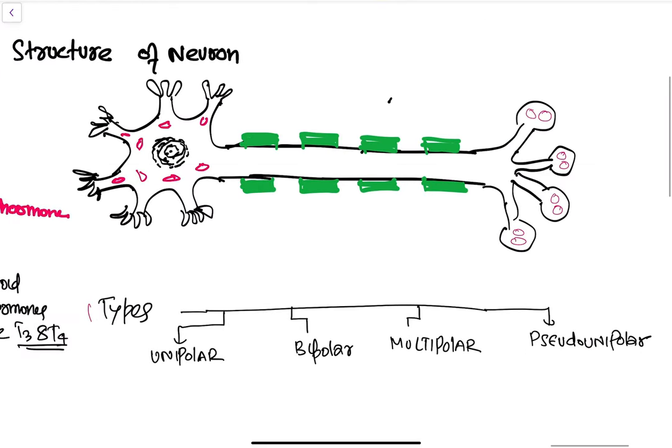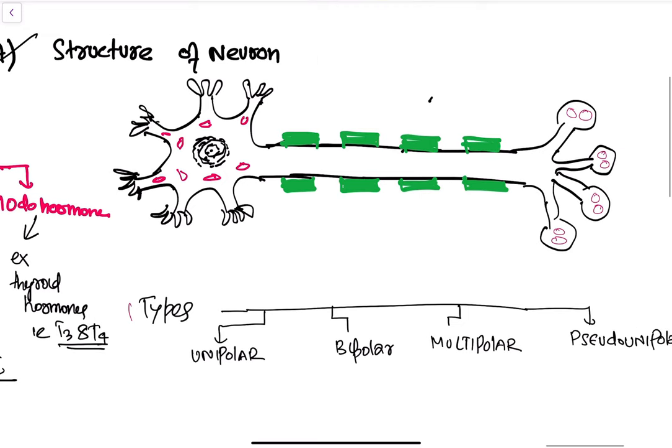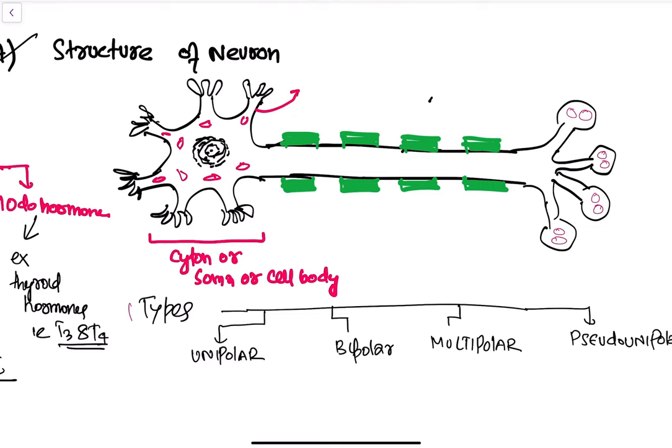Then at last, I have chosen chapter number 7, the last chapter of physiology, nervous system. I have chosen the structure of neuron. In the structure of neuron, you find this spherical portion. This is called as cyton or soma or cell body. And these are the processes. Among the processes, there is this short process called dendrite, and there is this long process called axon.